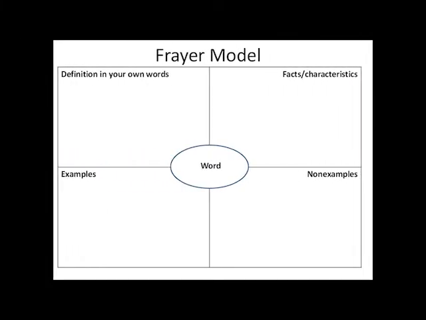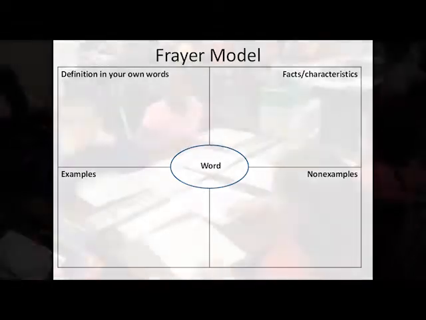When using the Frayer model, students are asked to provide a definition of the word, facts or characteristics of the word, examples and non-examples. This graphic organizer will lead students to a deeper understanding of a word and its relationship to their own lives. Here is an example in a Crowley ISD classroom.